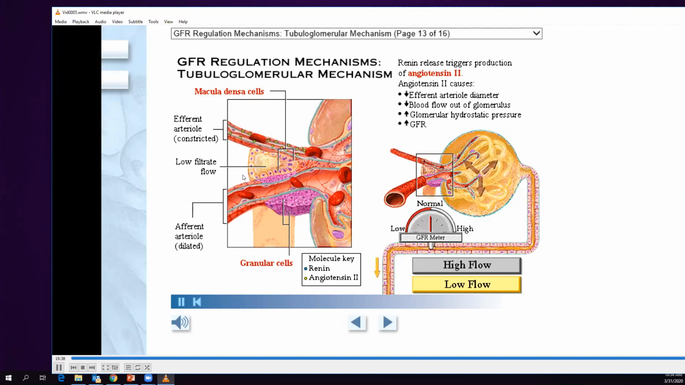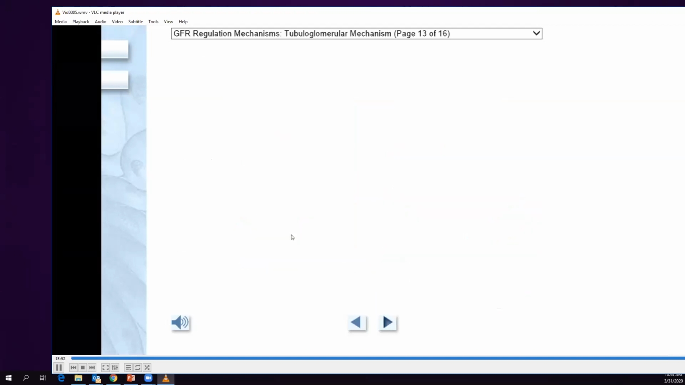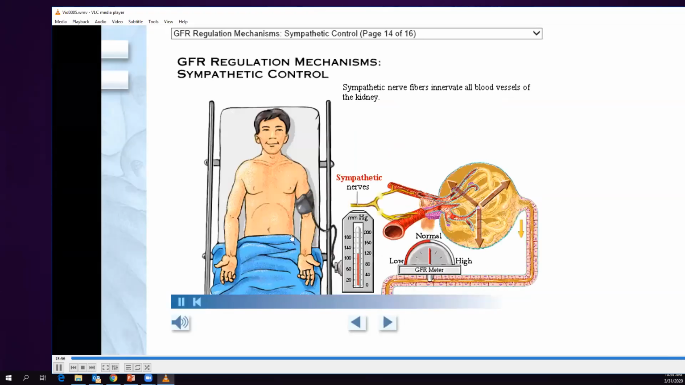Angiotensin II also stimulates the release of the hormone aldosterone. The effects of aldosterone in the kidney will be discussed in the late filtrate processing topic of this module. Sympathetic nerve fibers innervate all blood vessels of the kidney as an extrinsic regulation mechanism. During normal daily activity, they have minimal influence.